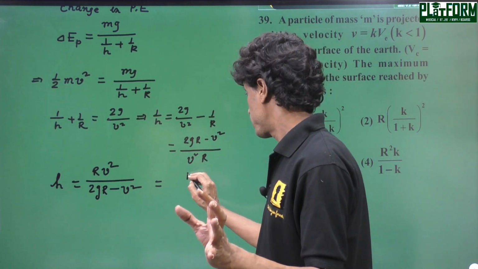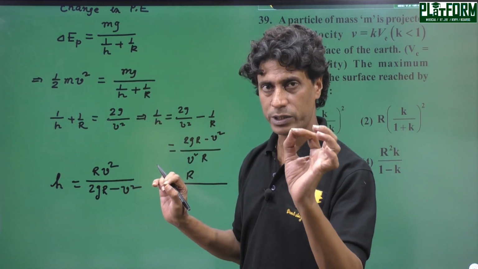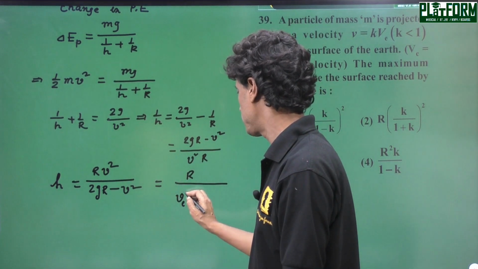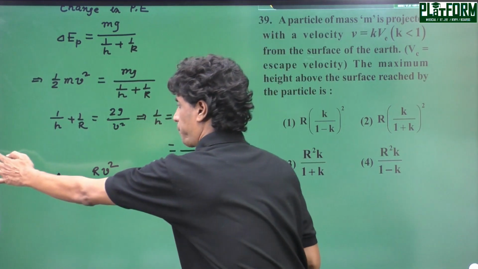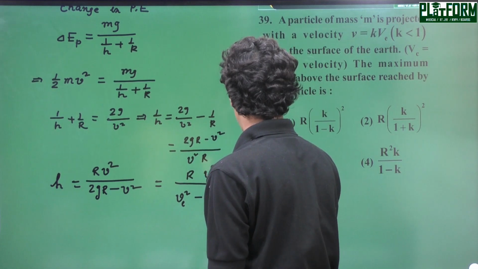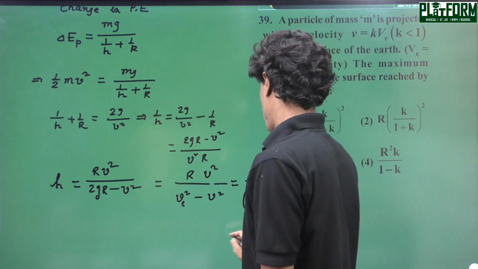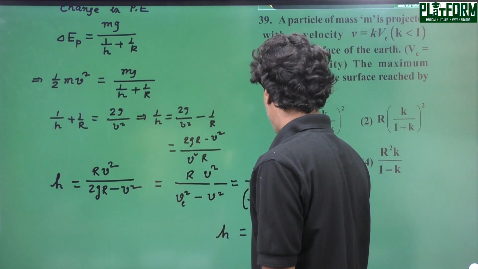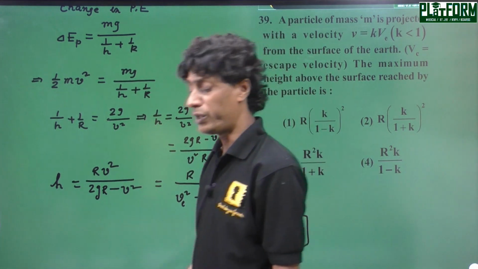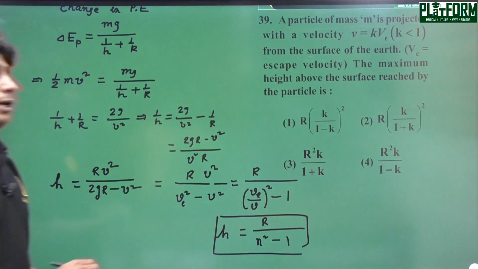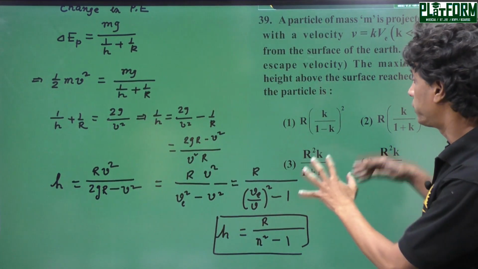Technically, we can find some advanced formula here. Root over 2gr is the escape velocity. So it is escape velocity square minus v square, into v square. Finally, we can write it as h equal to r times, ve by v whole square minus 1. So h equals r times n square minus 1. This is the height above the earth's surface attained by the particle projected from the surface with a velocity comparable to the escape velocity. This is the advanced formula you have to use to solve this type of problem.